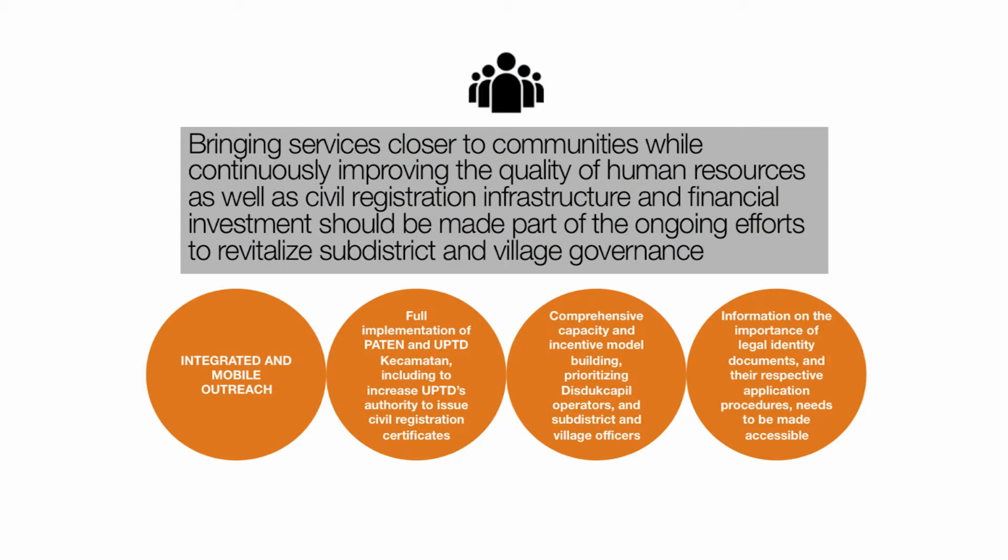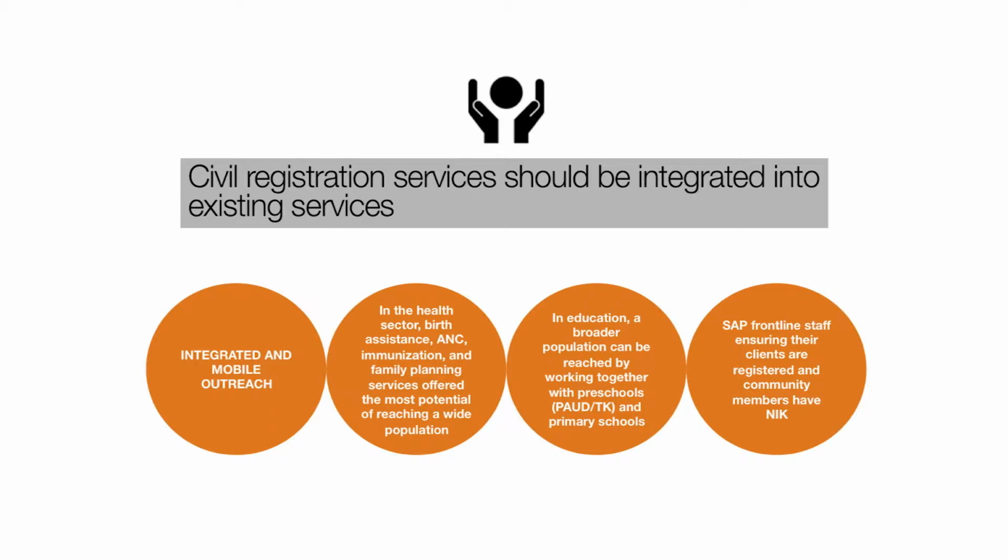It does not make any sense to have the authority at district level while we have 72,000 villages in the country. So it needs to be brought down to community level, making sure that everything's integrated, not happening at the same time, and people can access them regularly. We also thinking that it needs to be integrated to existing services. From our research, the most potential frontline points are birth assistance services, antenatal services, immunization, and family planning services. And in education sector, it's the ECD centers at the community level.